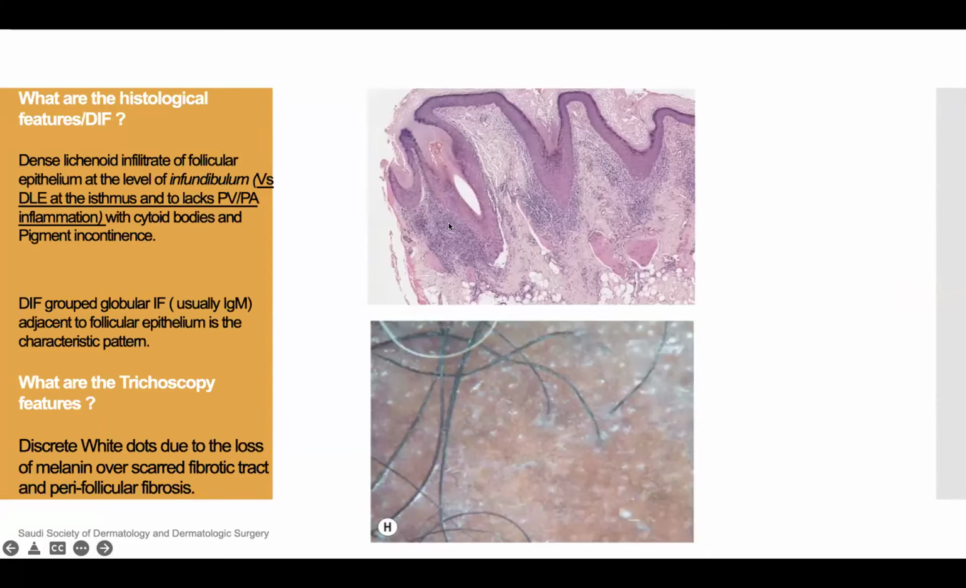What we can find, importantly, is a dense lichenoid infiltrate at the follicular epithelium, usually at the level of the infundibulum. It's important to differentiate it from DLE, where the infiltrate will be around the isthmus. And lichen planopilaris lacks the periadnexal and perivascular inflammation. DIF will show globular IgM deposition, and trichoscopy, as we mentioned before, in addition to white dots, which indicate fibrosis or scarring of the hair follicle.